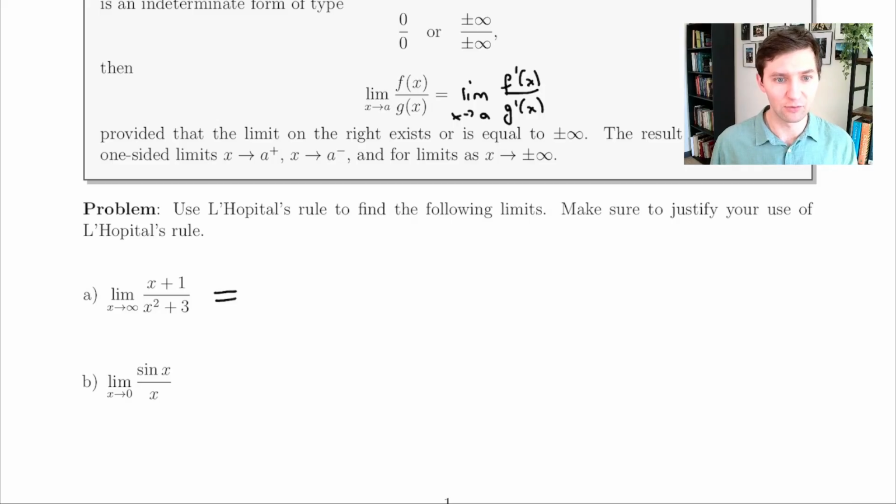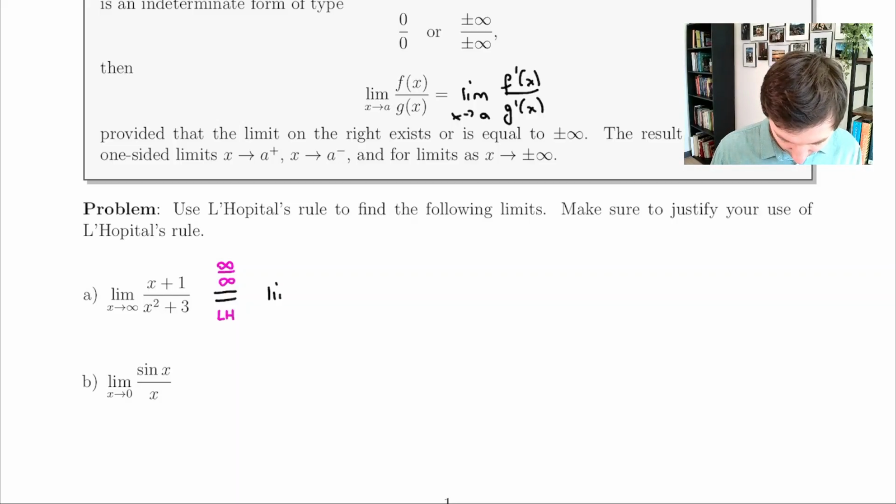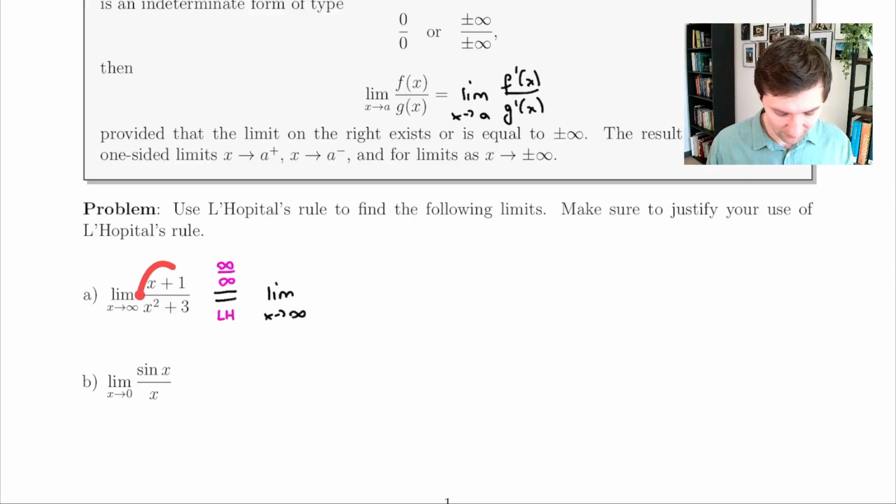To denote that I'm using L'Hopital's rule, above the equal sign, I will write infinity divided by infinity to remind myself that this is the form of the limit, and at the bottom, I have to tell the reader that I am using L'Hopital's rule. I will do it by putting the letters LH next to it. So I'm using L'Hopital's rule now. And I will get the limit as x goes to infinity. And according to L'Hopital's rule, instead of looking at this limit, I look at the limit of the derivative divided by the derivative.